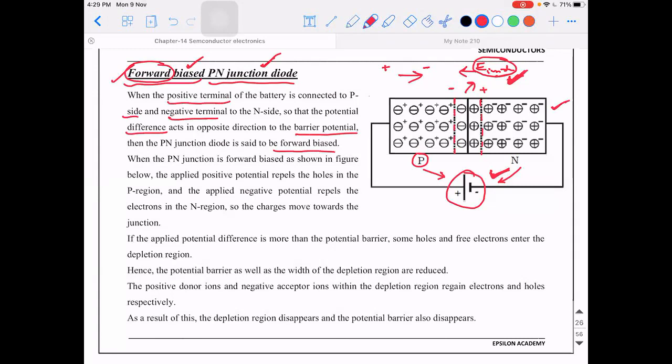By doing this, what are we going to achieve? When a PN junction diode is forward biased as shown in the figure, the applied positive potential from where? From the battery repels whom? Repels the holes in the P-type semiconductor, and the applied negative terminal, which is directly connected to N-type, repels the negative charge in the N-type. So the applied negative potential repels the electrons in the N region so that the charges move towards the junction.